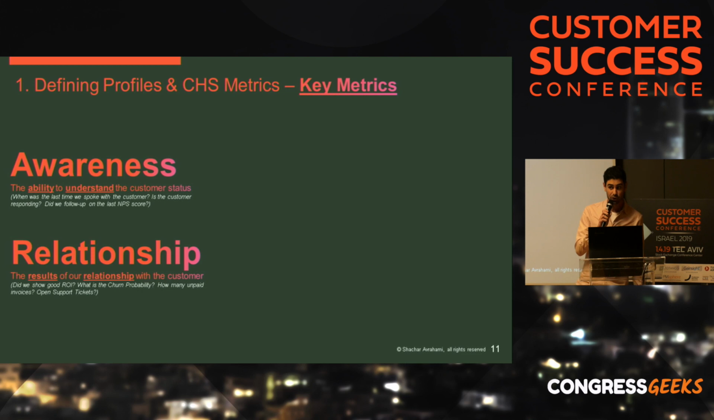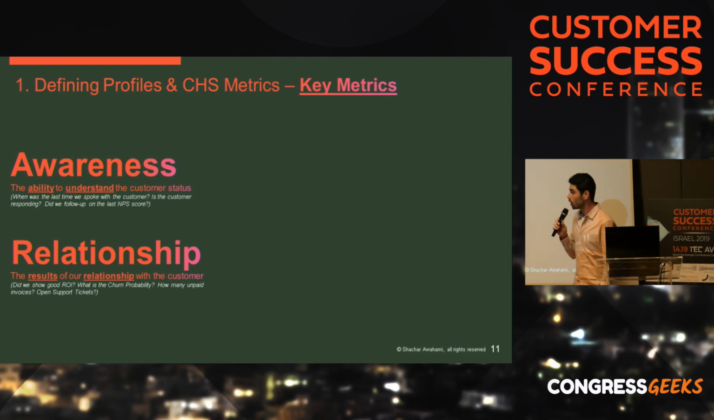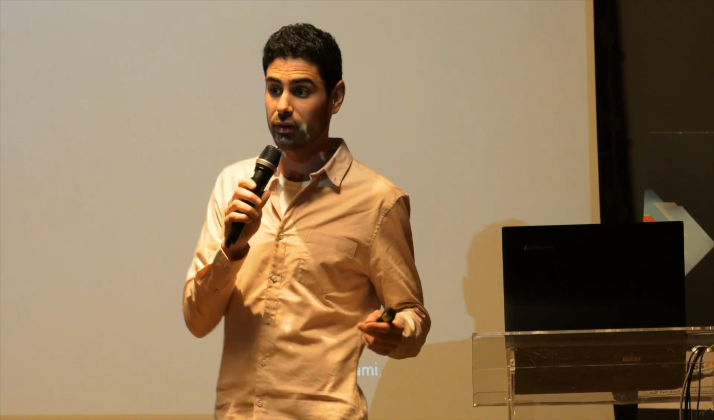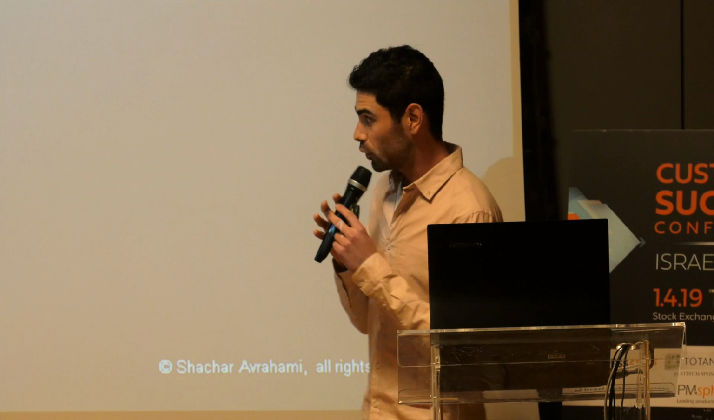The second one is relationship. What are the actual outcomes of the relationship between us and the customer? So are we showing them a good ROI? Do they have many open support tickets that might disturb the communication between us and them? How many unpaid invoices? So we at FeedVisor found a very, very large correlation between not paying invoices and eventually churning. So this is an indicator that we had to take into consideration. So these two are mostly discussed about the relationship between us and the customer.